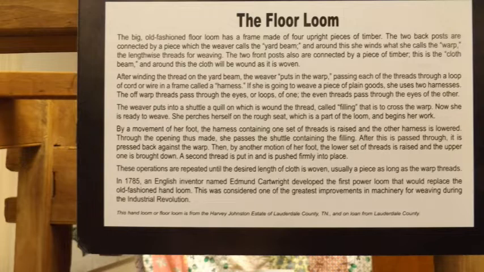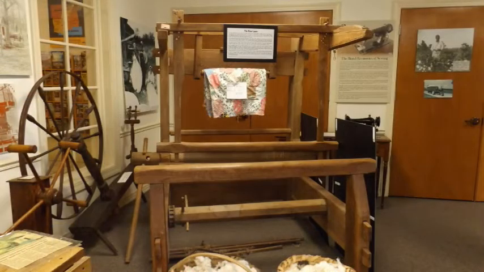After winding the thread on the yard beam, the weaver, quote, puts in the warp, unquote, passing each of the threads through a loop of cord or wire in the frame called a harness. If she is going to weave a piece of plain goods, she uses 2 harnesses. The odd warp threads pass through the eyes, or loops, of one, and the even threads pass through the eyes of the other. The weaver puts into a shuttle a quill on which is wound a thread, called a filling.